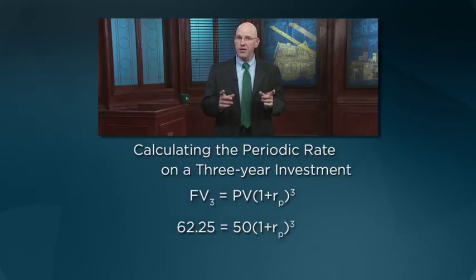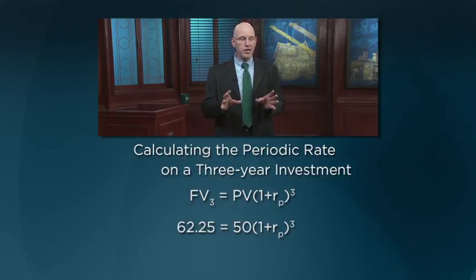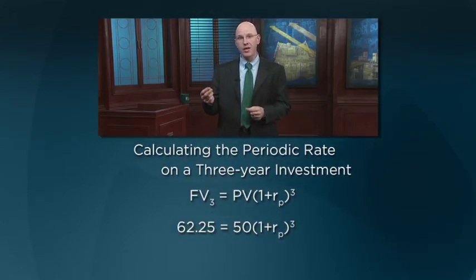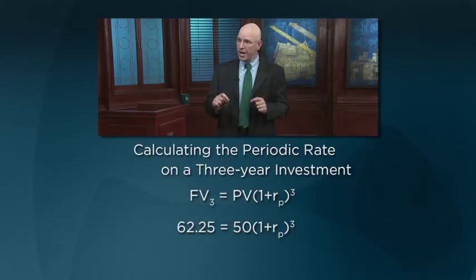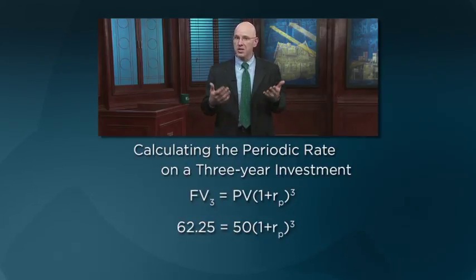We know the present value of the investment, which is $50. Remember that on the timeline, now is time 0. So I put the $50 present value at time 0. We also know the future value of the investment, which is $62.25. We also know n, which is 3 for 3 years. The thing we don't know and want to find out is R_P. Well, here's the equation.